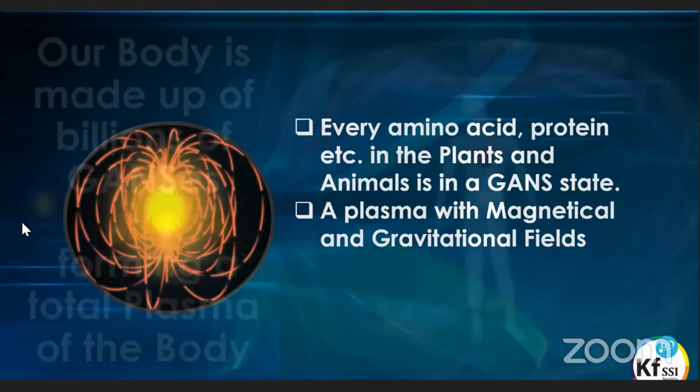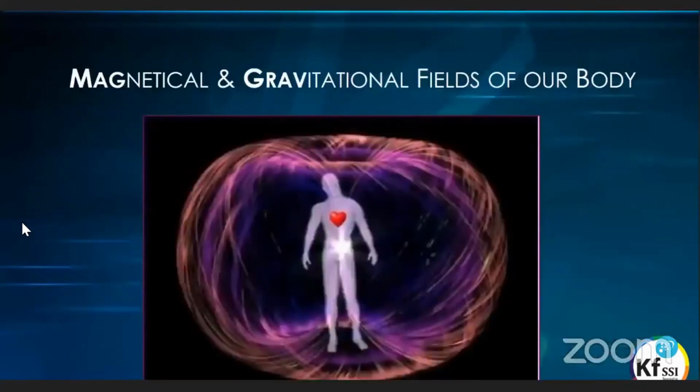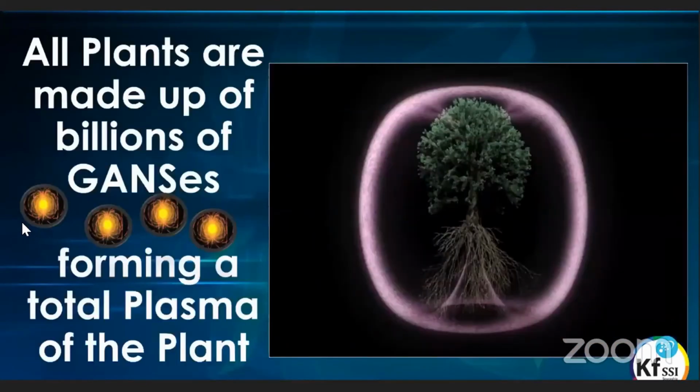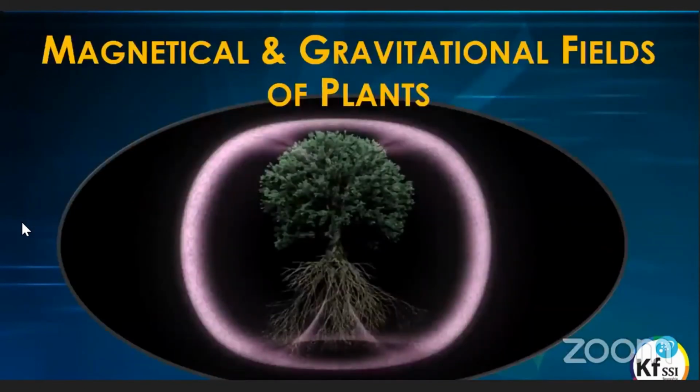And we learned in the health section early on today that our body is made of billions of GANs forming the total plasma of the body. Each of those little GANs has its own magnetical gravitational field, but together they create the body's magnetical and gravitational field. And now we can say the same thing for the plants, because the plants are also made of billions of GANs forming the total plasma of the plant. The plants themselves have magnetical and gravitational fields. And here we'll discover later on that the different types of plants will have different magnetical gravitational fields as well.